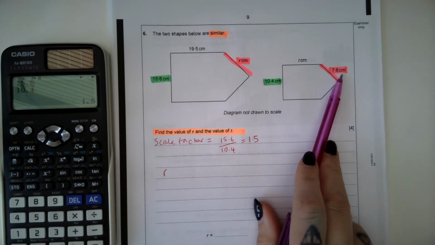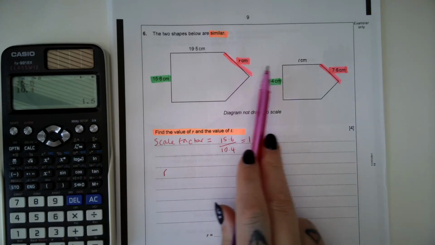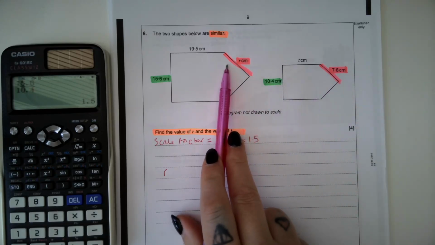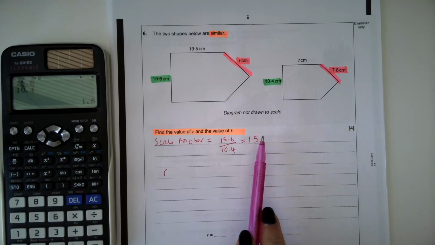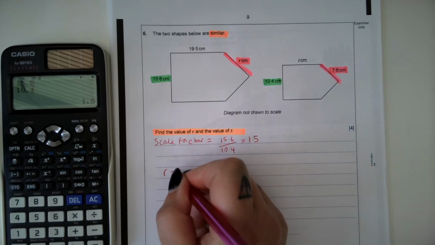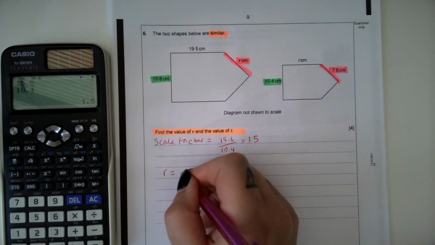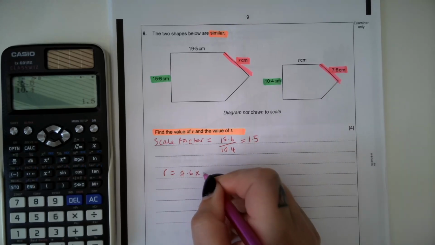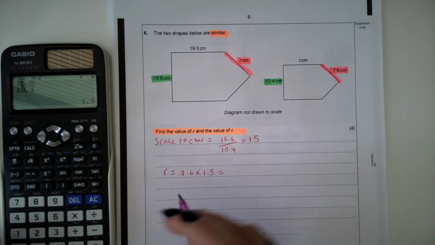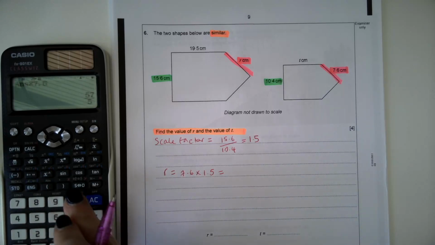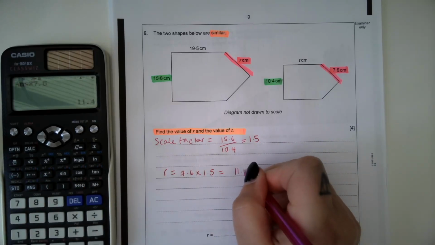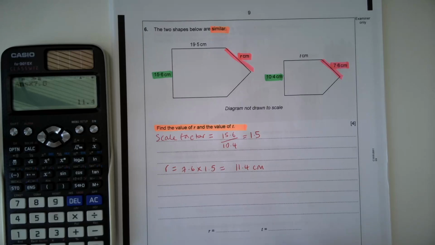So we know the smaller value, we're trying to find the bigger value. So to go from the smaller shape to the bigger shape, we multiply this length by our scale factor. So R is equal to 7.6 multiplied by our scale factor of 1.5. So R is 11.4 centimetres. I'm just going to put 11.4 centimetres on the line at the bottom there.